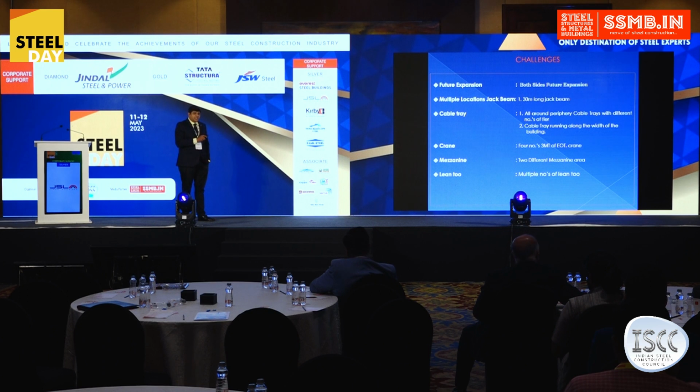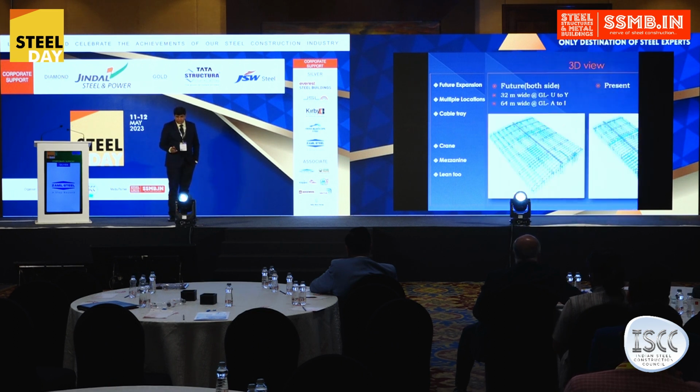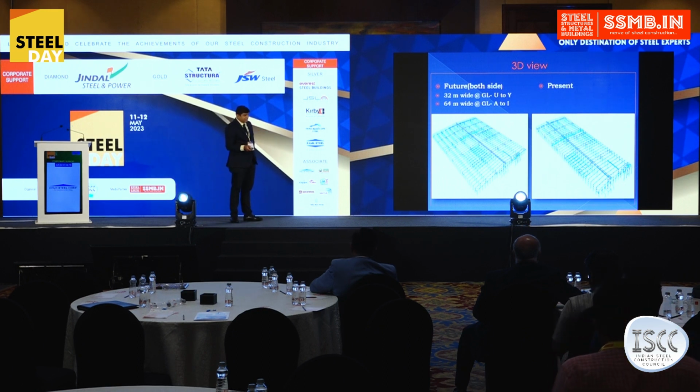At multiple locations, due to the process requirement, we have used jack beams. In the same way, they have multiple layers of cable trays. With crane beams, there are 4 EOT cranes running along the length, and there are different mezzanines in this building. This is a STAAD model for this. On that side, it is the present model which is being constructed at present, and on both side walls there is a future expansion.